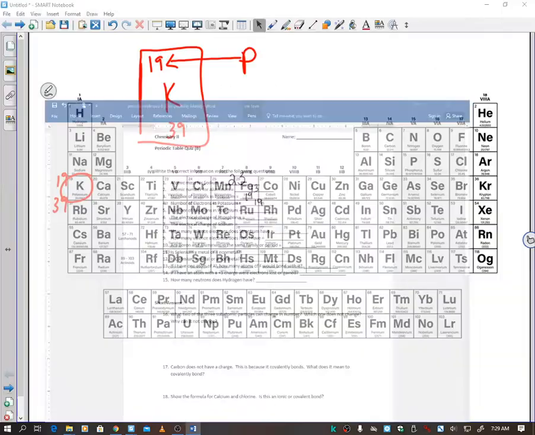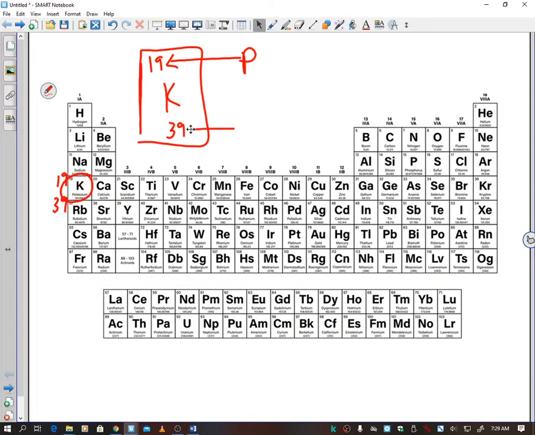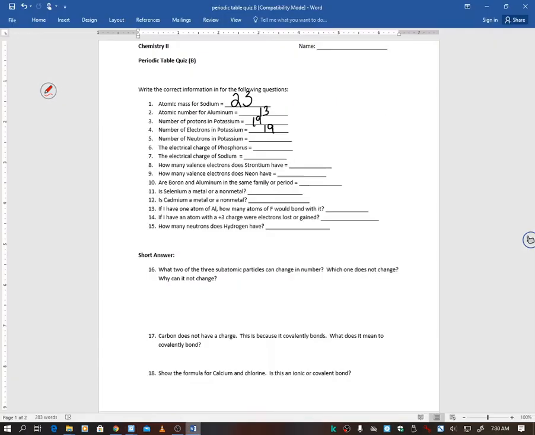Now, as far as neutrons go, my mass comes from adding my protons and my neutrons together. So what I get is I know my mass is 39, I know my protons are 19. So what you end up doing is you just take 39 minus 19, you just subtract the two numbers. So in this case, potassium has 20 neutrons.